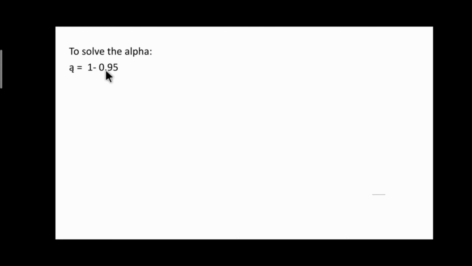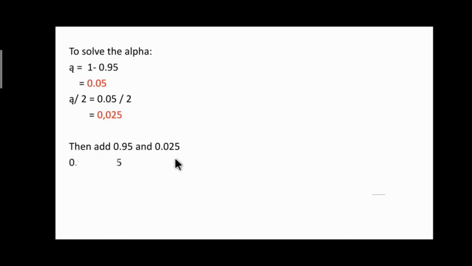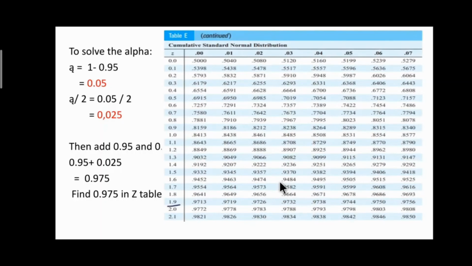To solve for alpha, alpha is equal to 1 minus the confidence interval. The confidence interval is 0.95, so 1 minus 0.95 is 0.05. And alpha over 2 is equal to 0.05 over 2, and the answer is 0.025. Then add 0.95 and 0.025, and we get 0.975. Find 0.975 in the Z table. And this is our Z table.